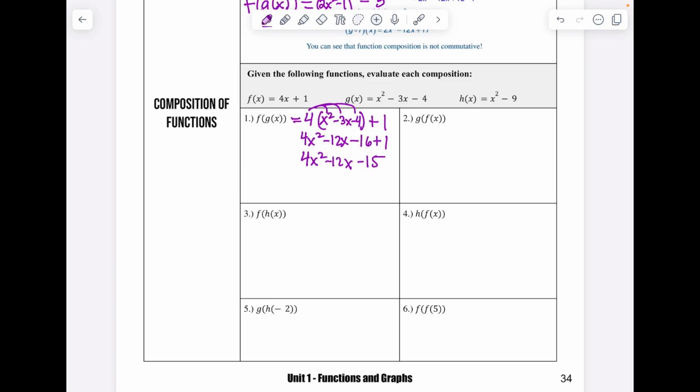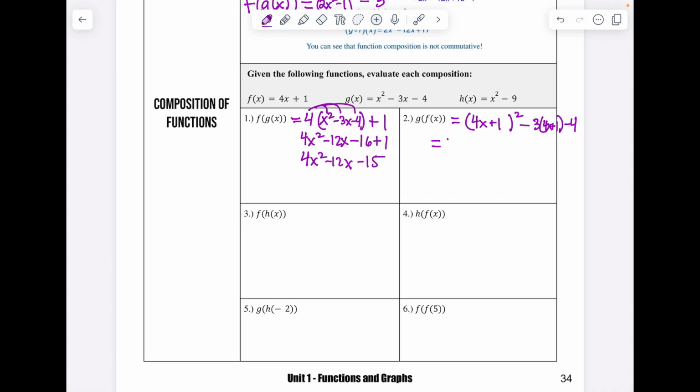All right, number 2 is the opposite. It says g of f of x. So this time I'm going to write down function g. But again, any place there's an x, I'm going to leave a blank spot because we'll be substituting in place of it the f of x function. And f of x is 4x plus 1. So 4x plus 1 goes everywhere there was an x. And so the g of x function had two x's. The first x that was being squared, and then minus 3 times x. So 4x plus 1 went into both positions.